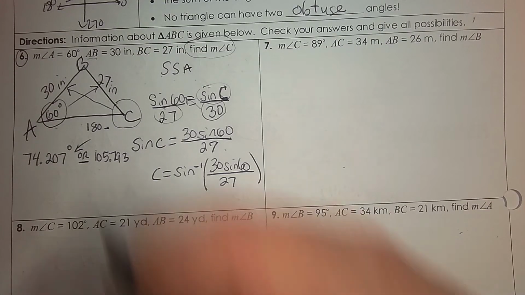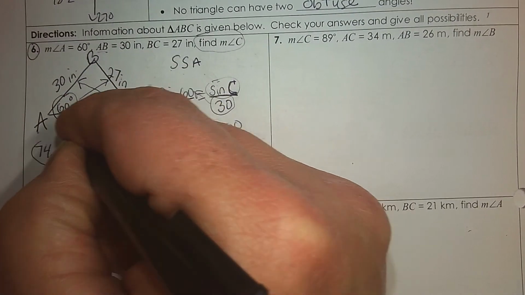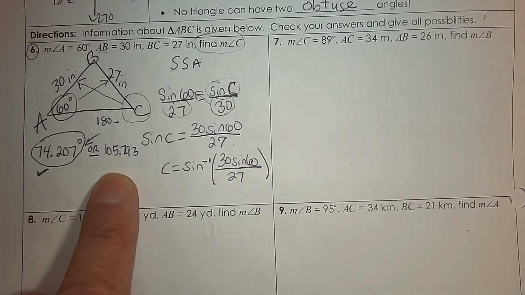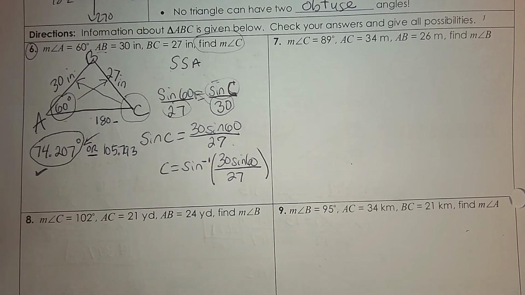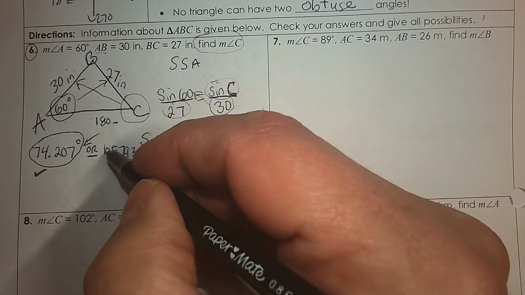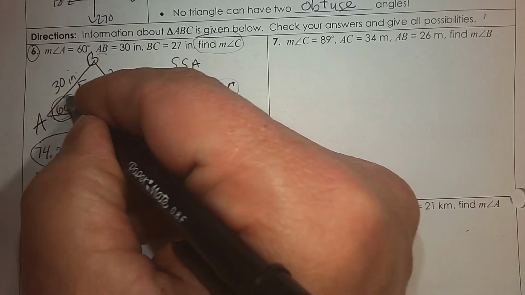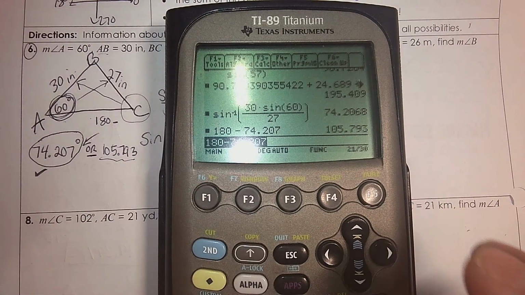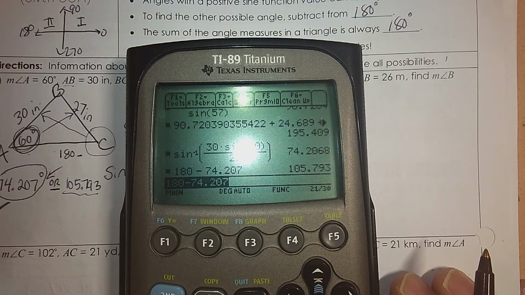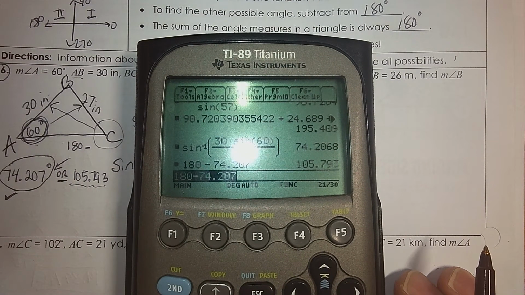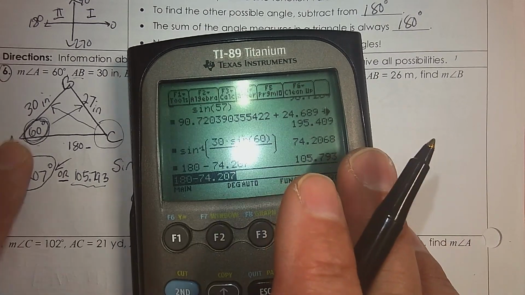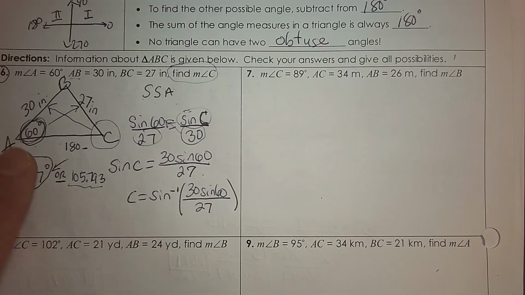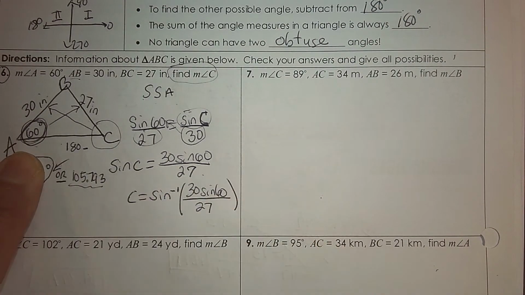Now, I know the acute angle works. I know there's at least one triangle possible. But the second one, the obtuse angle, I have to test. And how I test it to see if it works or not is I have to add it to the angle that I already know in the triangle. When I add them up, it has to be less than 180. When I add up 105 and 60, do those two numbers add up less than 180? Because if they add up and they're more than 180, then that doesn't make a triangle.